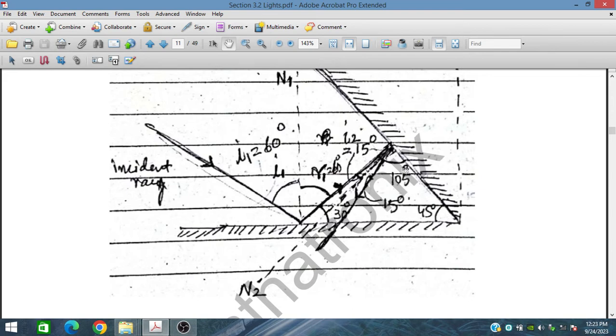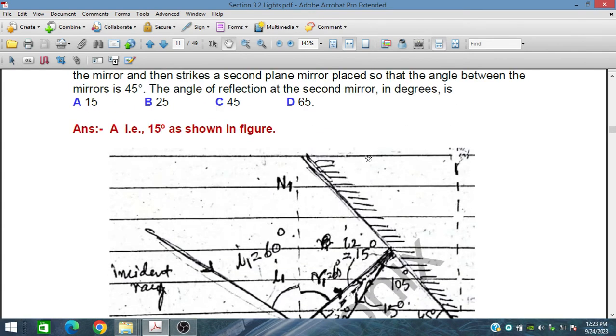So from the 105, we have this 90 degree. On this side we have 15 degree, so this side will also be a 15 degree. So this will reflect, the second reflection will be at 15 degree. So this answer 15 degree is correct.